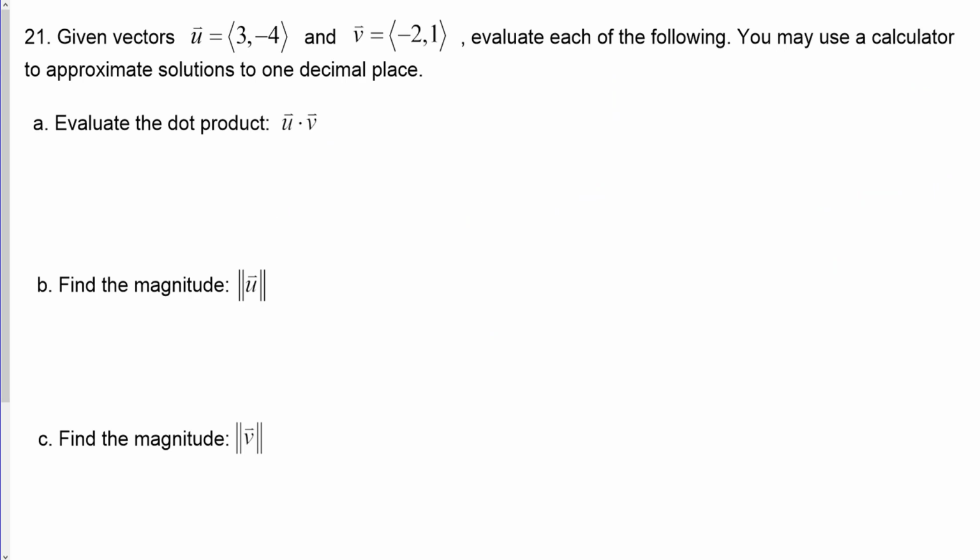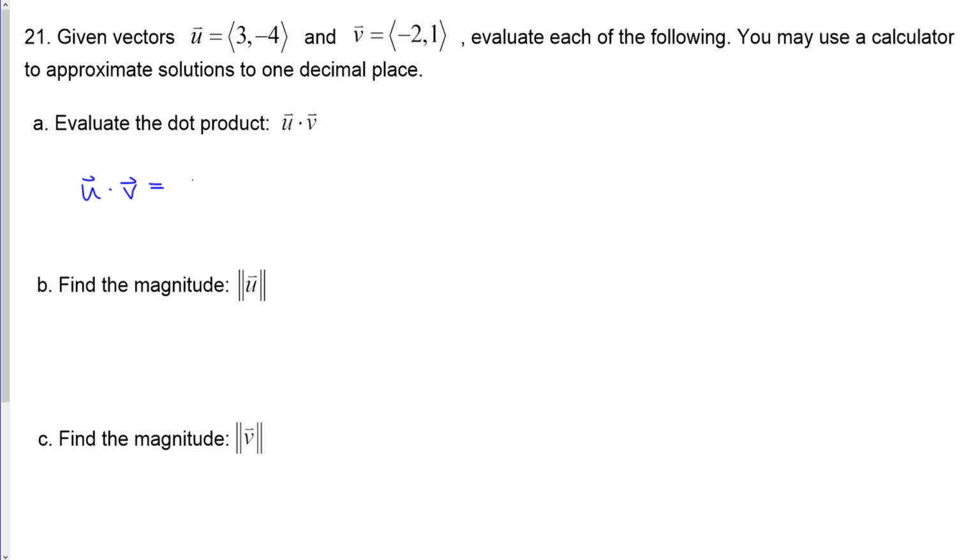Number 21. Given vectors u equals 3, negative 4, and v equals negative 2, 1, evaluate each of the following. You may use a calculator to approximate solutions to one decimal place. Part A, evaluate the dot product u dot v. Alright, so a dot product is pretty straightforward. You're just going to multiply the corresponding elements of the vectors.